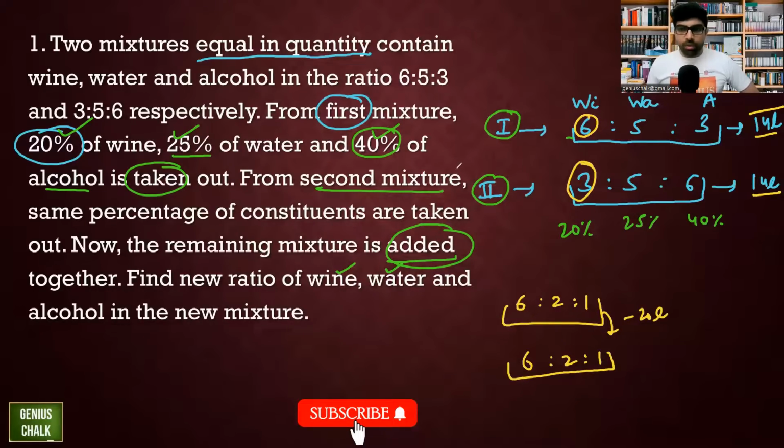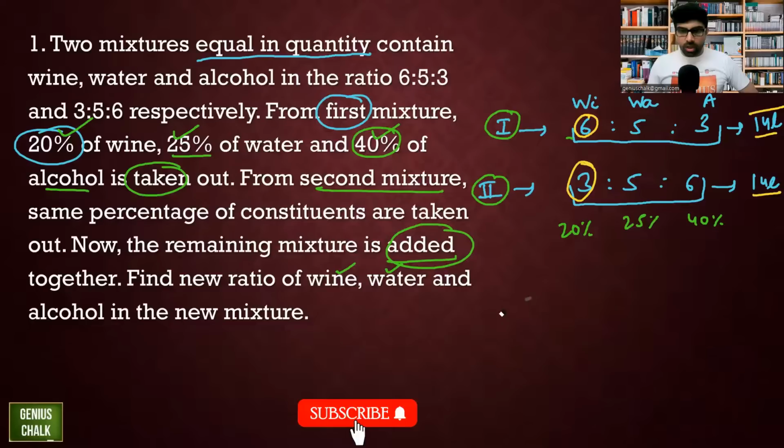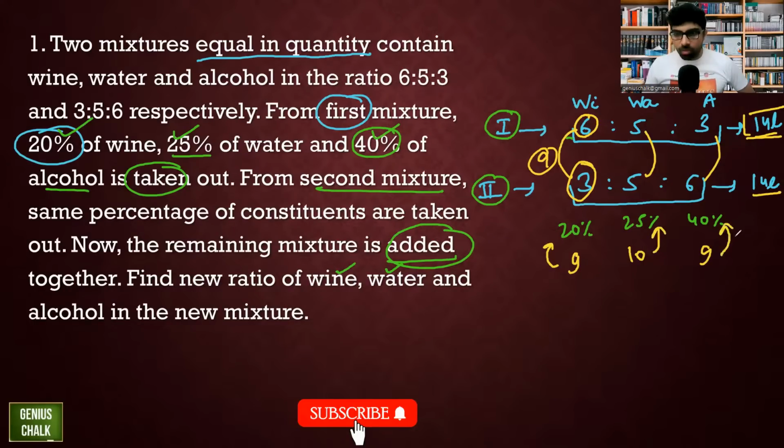So the concept is whenever the mixture is taken out, the remaining constituents ratio will be same, and whatever is drawn out also has to be going in the same ratio outside. Okay. So the concept is if you are taking mixture out, the ratio of the remaining will be same, as well as whichever has gone out, that also will be same. So first, what is it total? It is 9. Let's write 9 here. This is totally 10 as the quantity is same. And this is 9. Now from 9, if you take 20% out, from 10, if you take 25% out, from 9, if you take 40% out, what will be left?